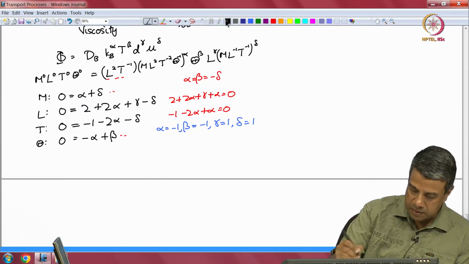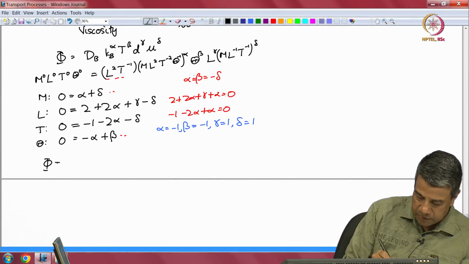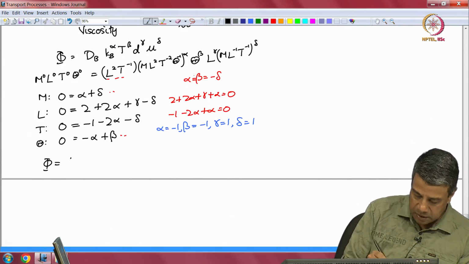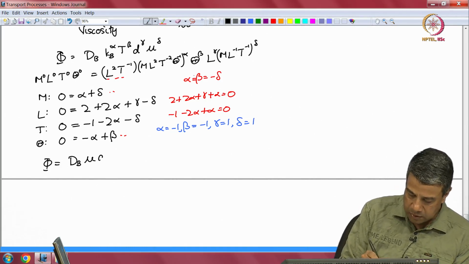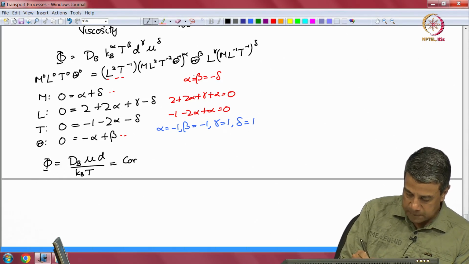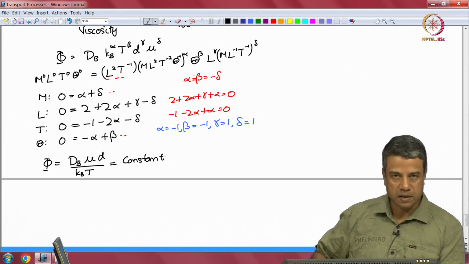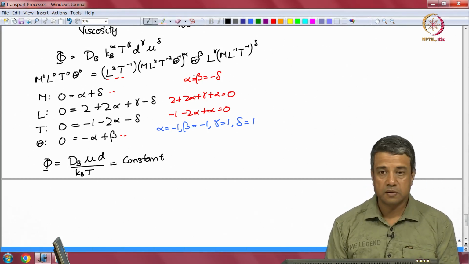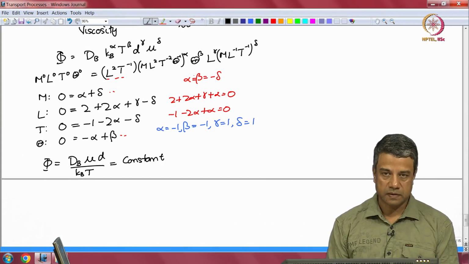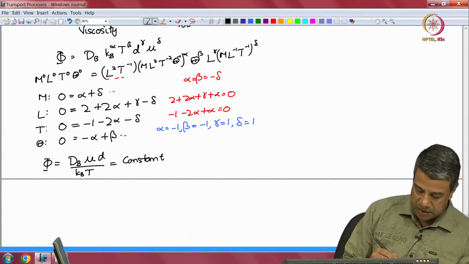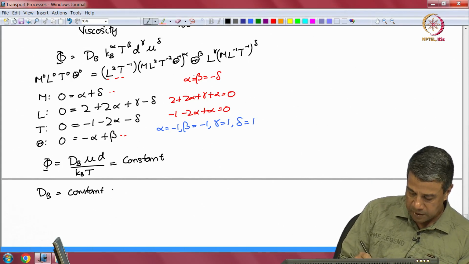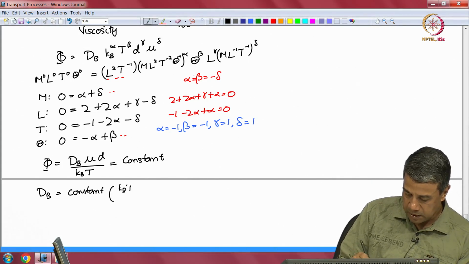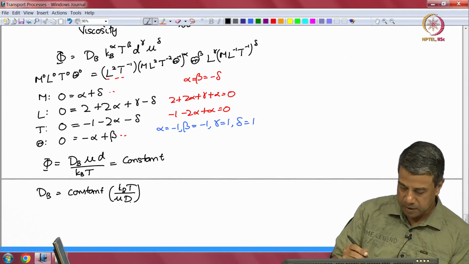Therefore, the dimensionless group is phi is equal to dB into mu into d by kb t. This has to be a constant, because there is only one dimensionless group. So, for this problem this has to be a constant. What that means is that dB is equal to a constant into kb t by mu d.